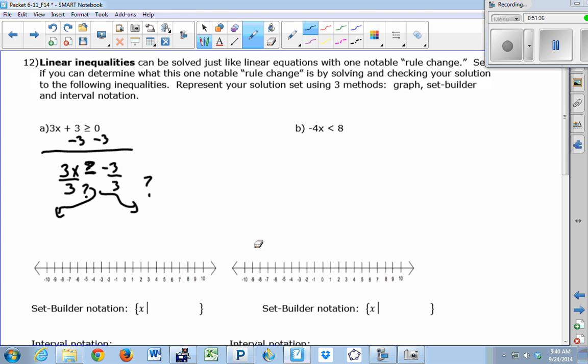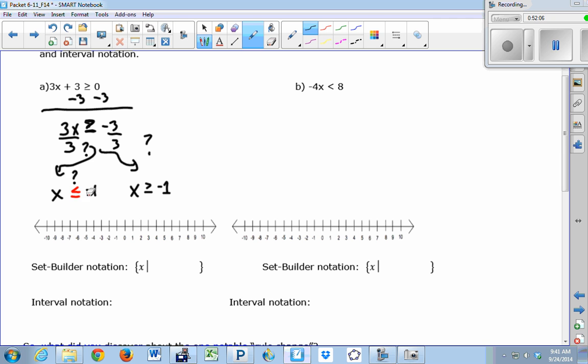So Bree thinks, but she's not sure, that maybe you have to flip the inequality. You have to change its direction. So one idea is I'd get an x on this side, I'd get a negative 1 on this side, and here's the question: does that become less than or equal to negative 1? That's one question. There's another school of thought that says, nope, because I'm dividing by a positive number, I keep everything the same. So how do we know?